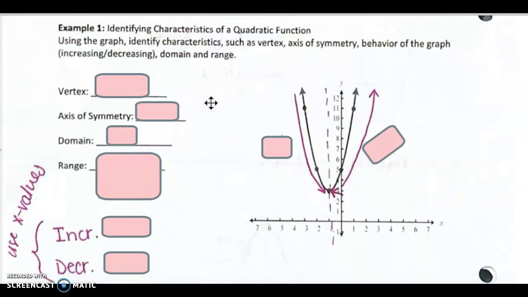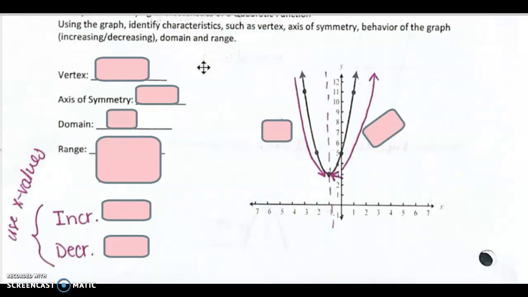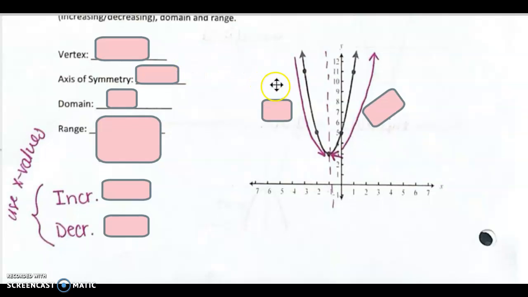So example 1, it says to use the graph, identify characteristics such as vertex, axis of symmetry, behavior of the graph, where it's increasing and decreasing, and the domain and range. So our vertex, that's our vertex right there at that center point, the lowest point. We can see that ordered pair is -1, 3. So that's our vertex. We want the axis of symmetry next. Remember, that's our x. We just say x equals, and it's this line right here. It's also the same number that we use in our vertex. So x equals -1.